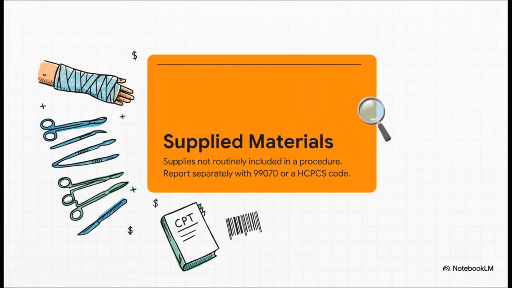Next up, what about supplies? If a provider uses materials that are above and beyond what's normally included for a service, like, say, a special kind of casting material or a whole surgical tray, you might be able to report it separately. You'd usually use code 99070, or more likely, a specific HCPCS code that really nails down what the supply was.